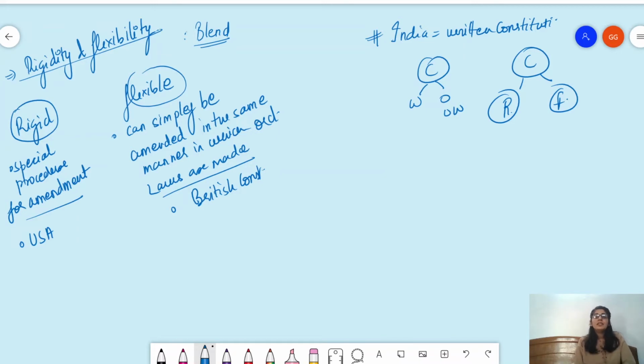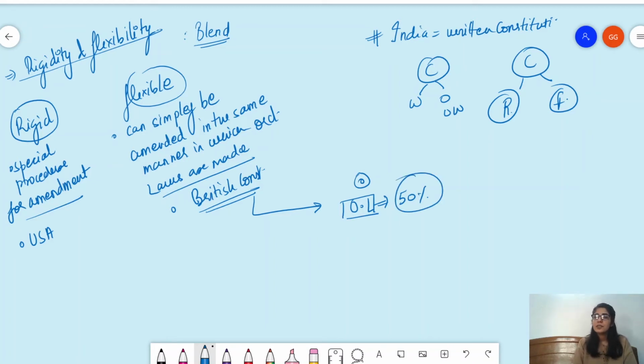I'm simply saying that, for instance, let's say there is a very ordinary law. Just as an example to explain, this ordinary law requires that more than 50% of the members of parliament vote for it, right? So under the British Constitution, no matter if it's an ordinary law or a law amending the constitution, the process is the same: all it requires is more than 50% vote, right?